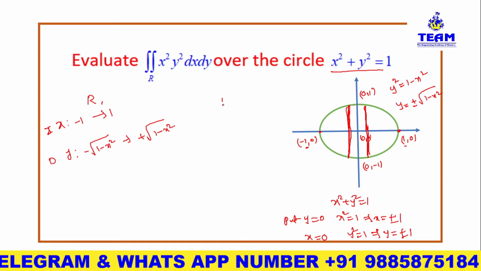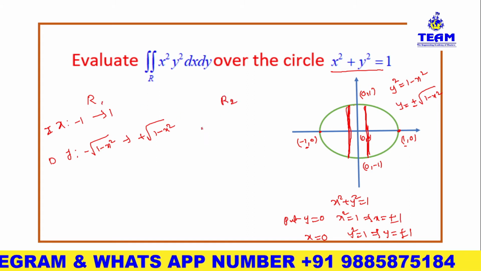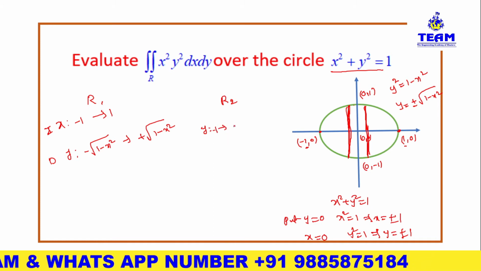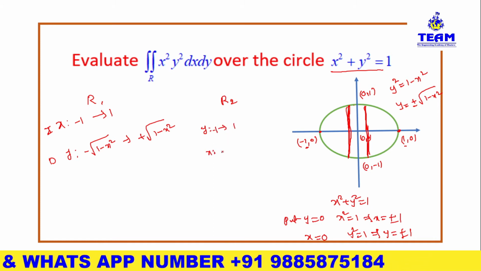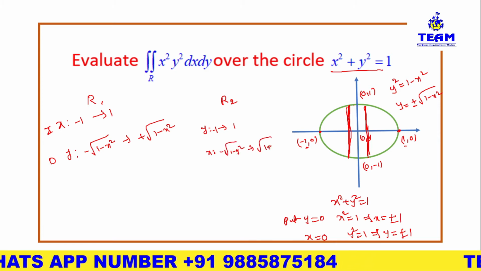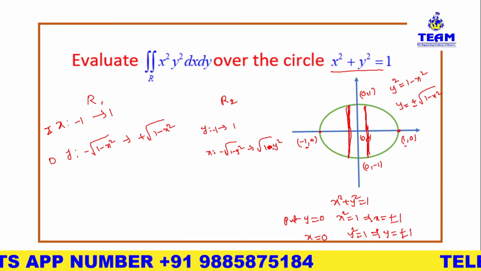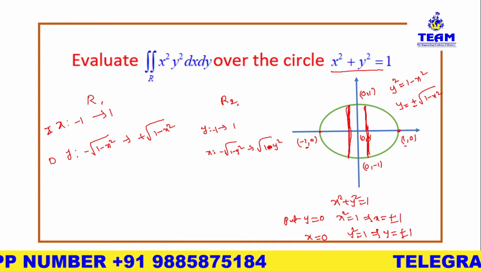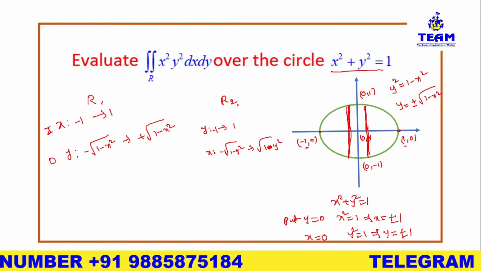Now you try with region 2. For region 2, I will tell you directly what you have to get. The y limits are minus 1 to plus 1. The x limits you have to get are minus root of 1 minus y square to plus root of 1 minus y square. So friends, if you are getting this answer, please write in the comment section. I will verify whether your answer is correct or not.